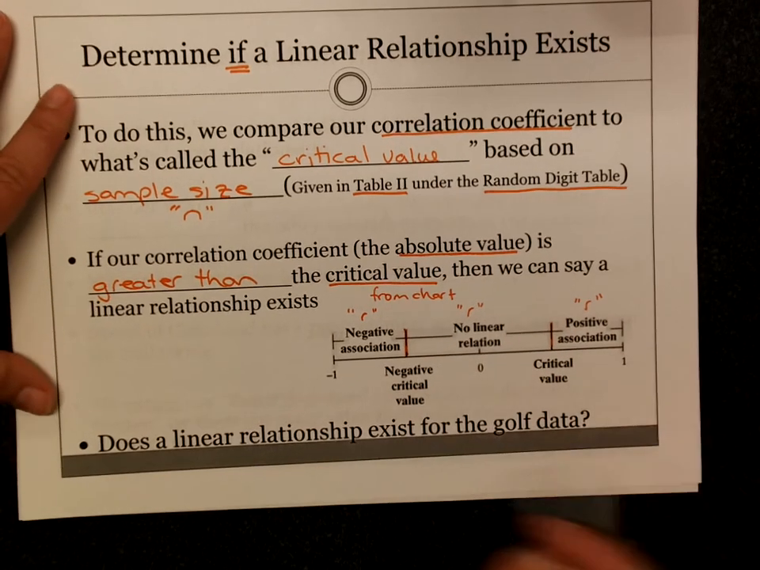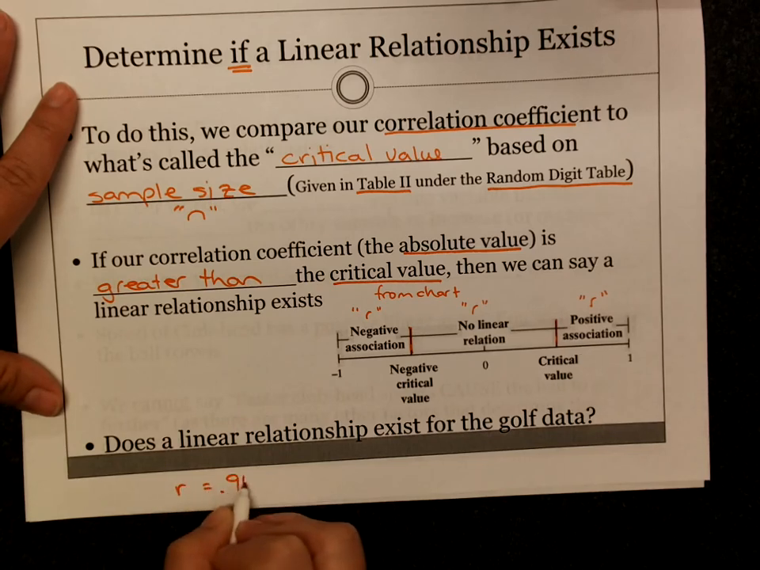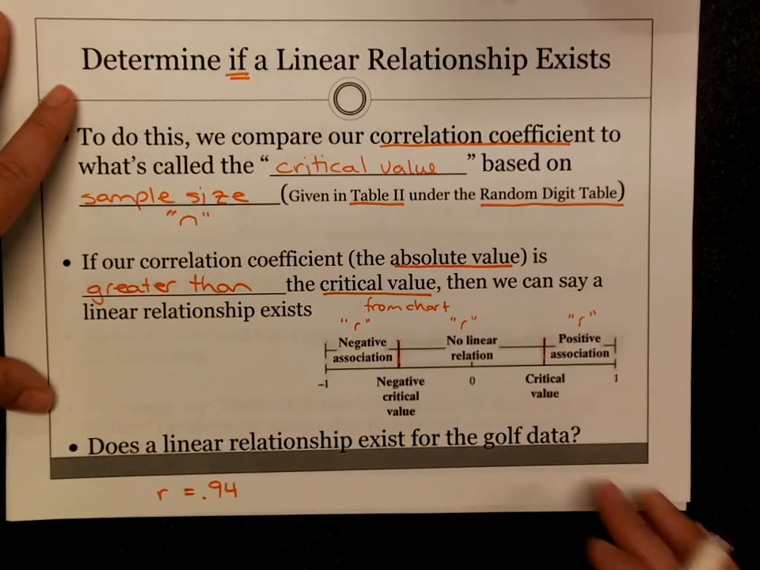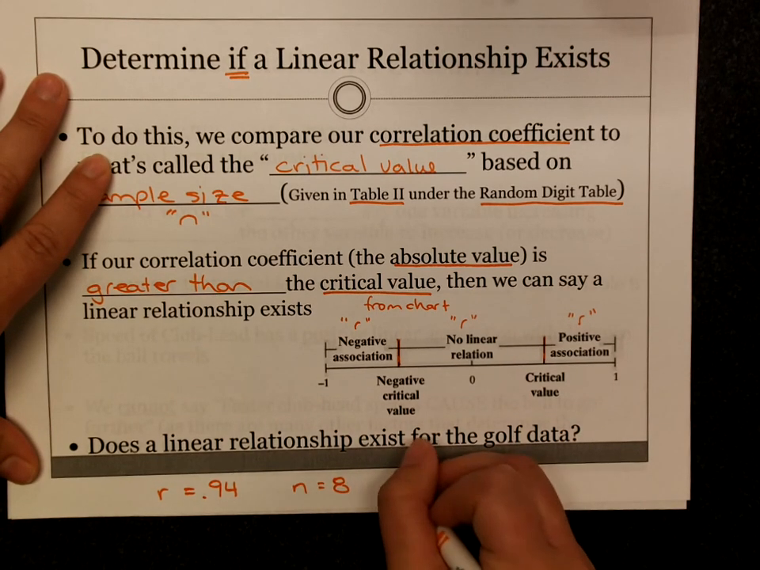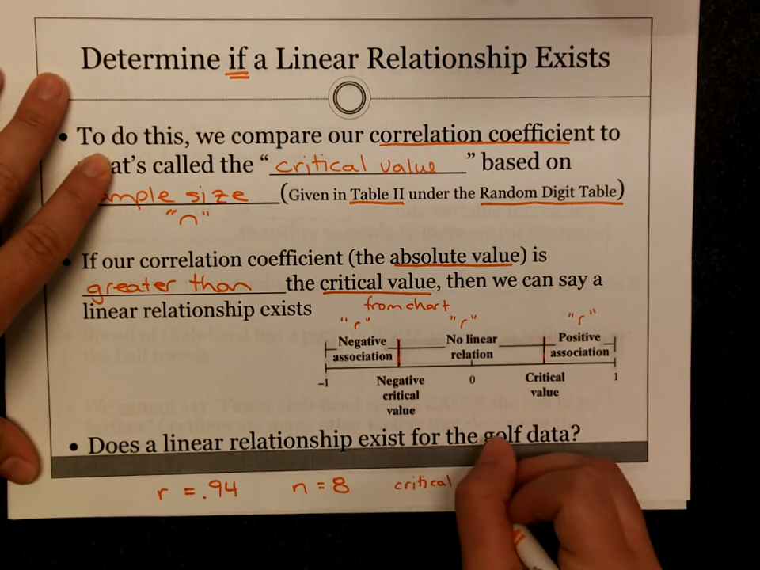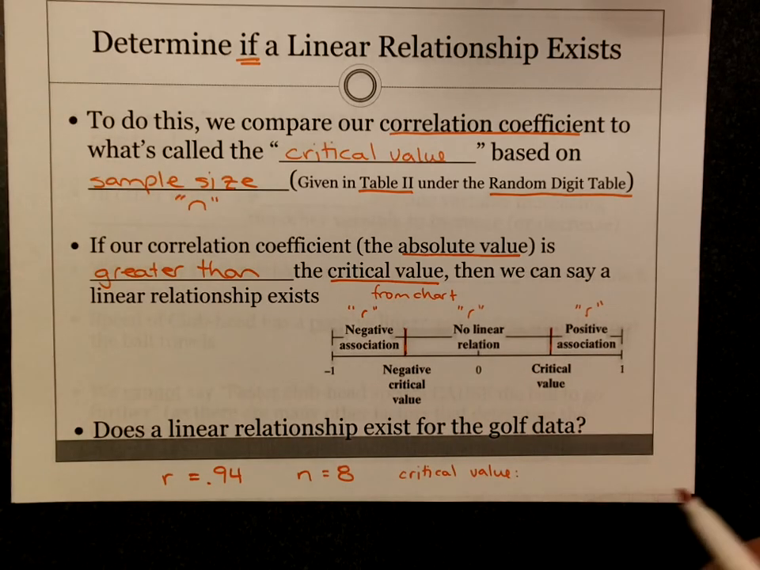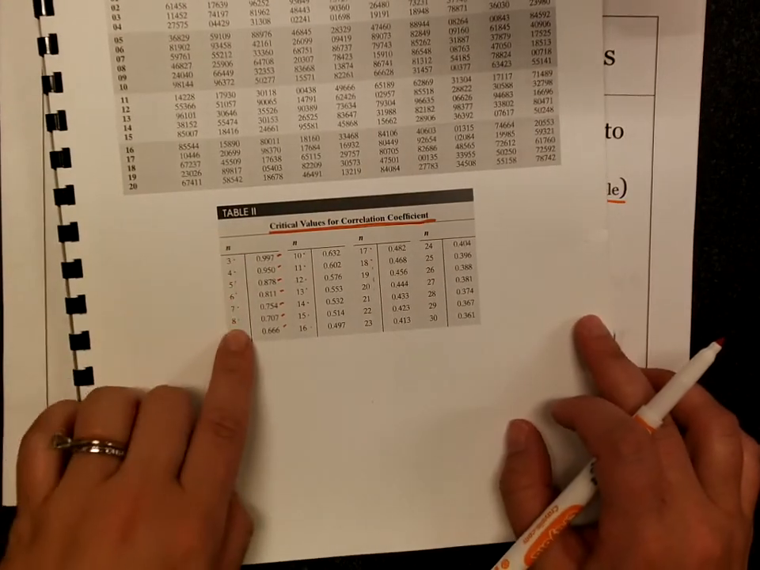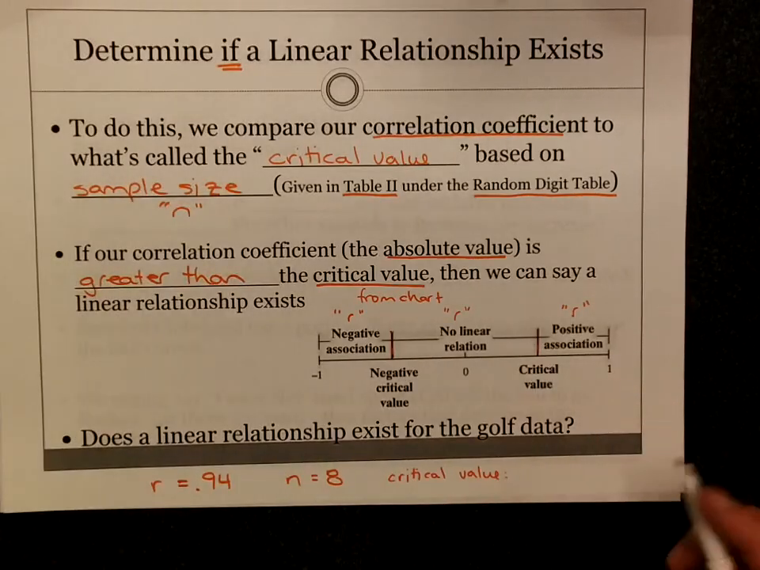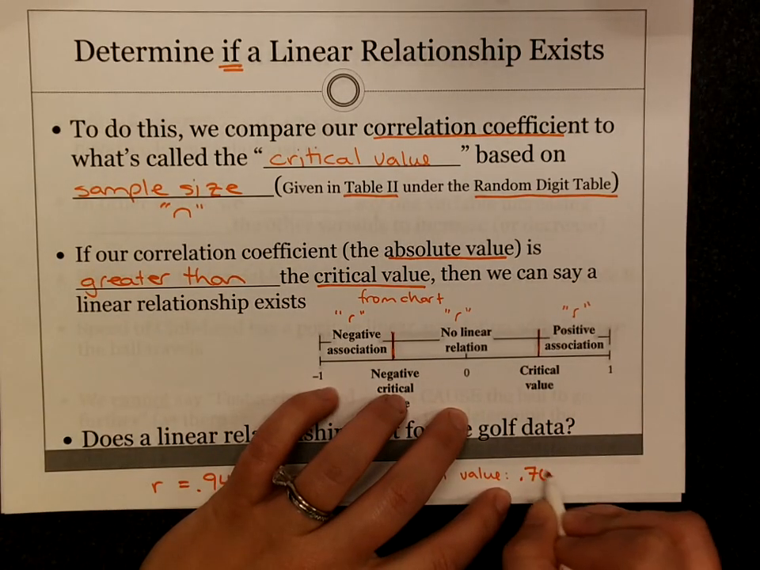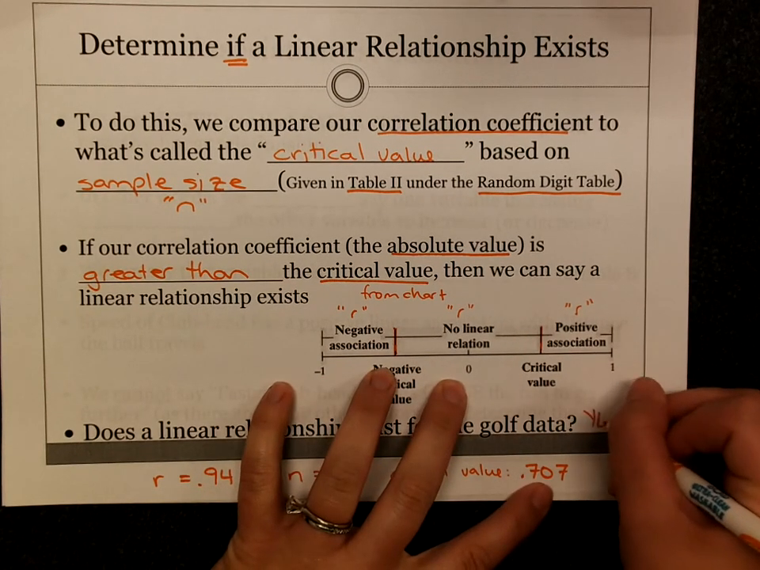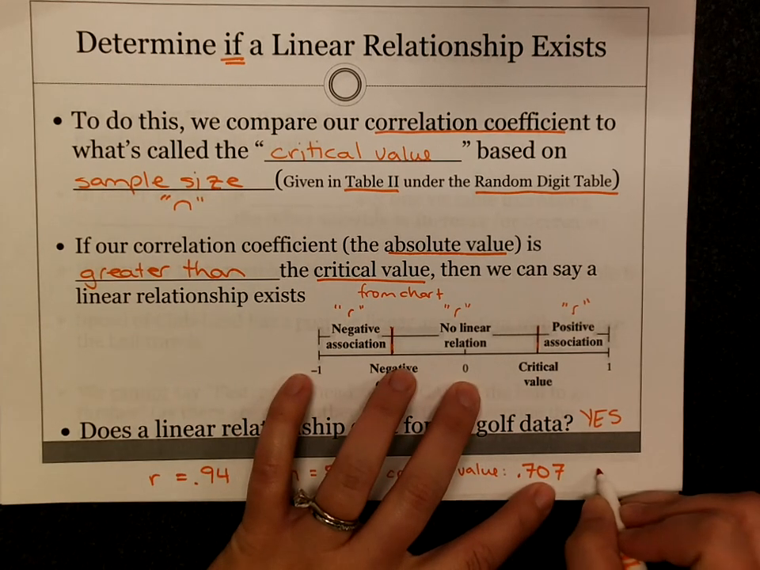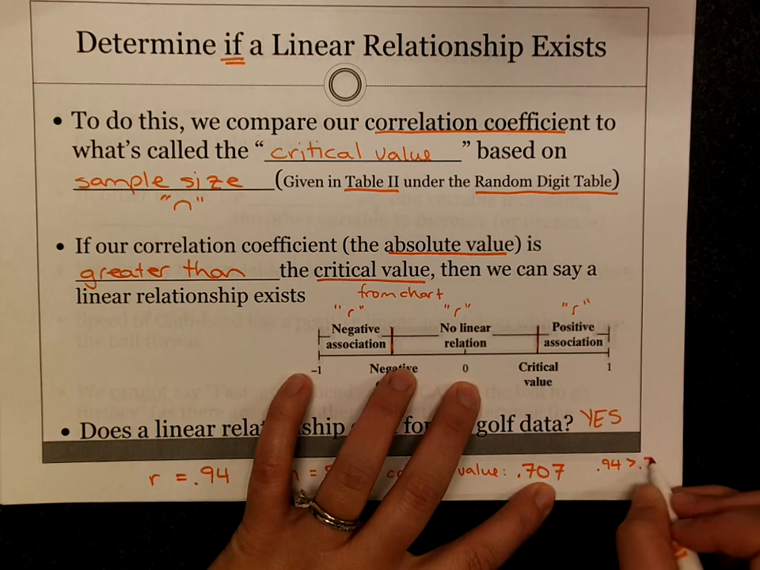So it's a little weird. Remember, the R value for the Gulf data was 0.94, and our sample size, I believe, was 8. So the critical value, we'll look up in the chart. So we'll find the sample size of 8, and it says 0.707. And since the R value is greater than the critical value, we can say yes. And that's because 0.94 is greater than 0.707.